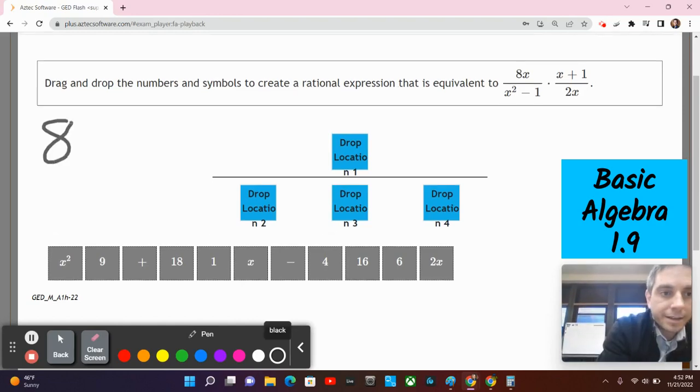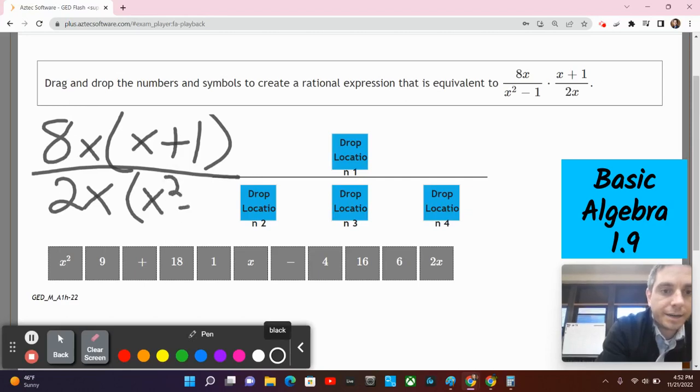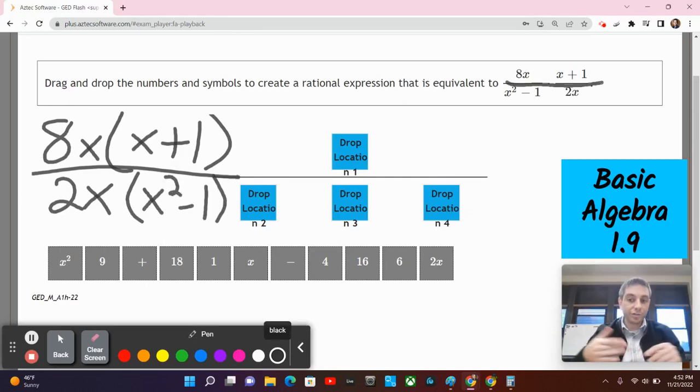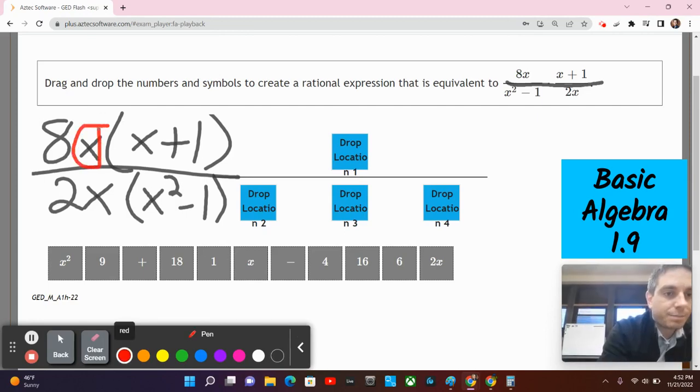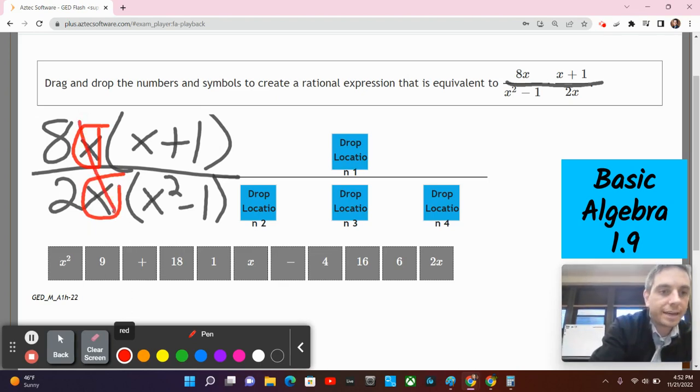I will rewrite it like this. 8x, x plus 1, on the top of the fraction. And I'm going to rearrange. I'm going to put 2x first and x squared minus 1 here. But rather than actually do the multiplication, I'm just showing that the things are being multiplied. Since this x right here is part of a multiplication question, it's not being added or subtracted, it's multiplied to its neighbors, we can cancel that out.